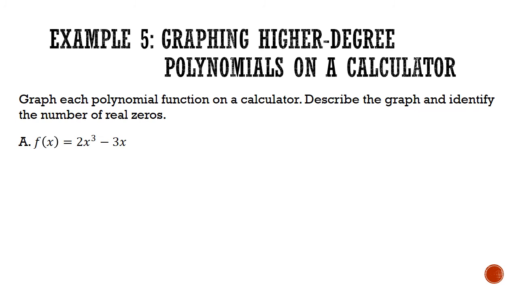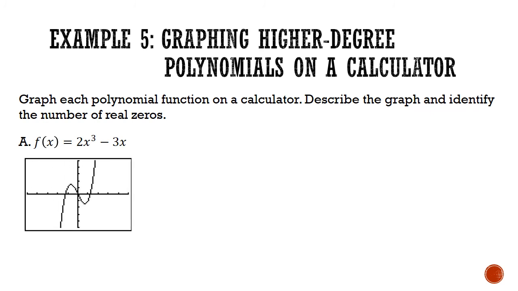Graph each polynomial function on the calculator. So use the online calculator that I have if you don't have a graphing calculator, and then describe the graph and identify the number of real zeros. All right, so 2x cubed minus 3x, when you graph it, looks like this. Describe the graph. So from left to right, the graph increases, then decreases, then increases again. You can see that just by looking at it. Increase, decrease, increase.